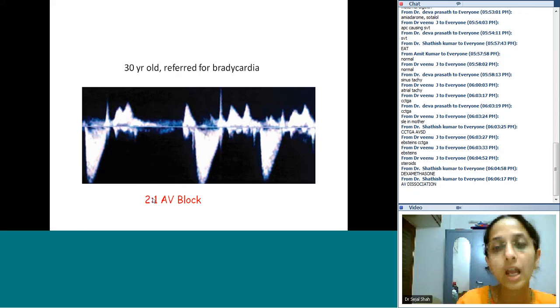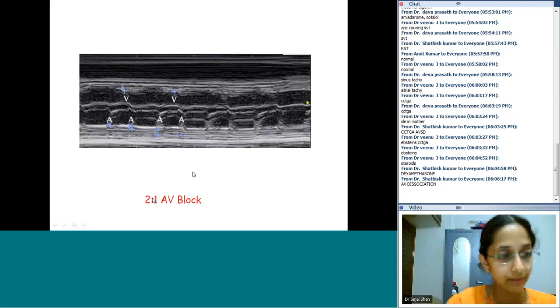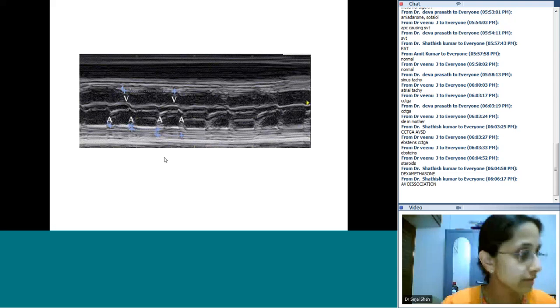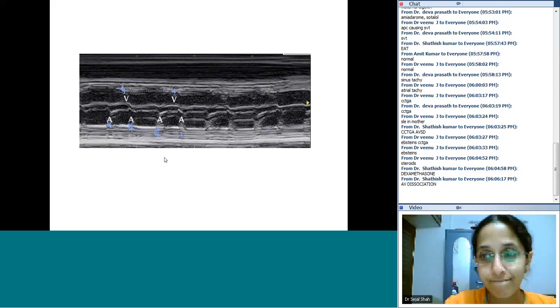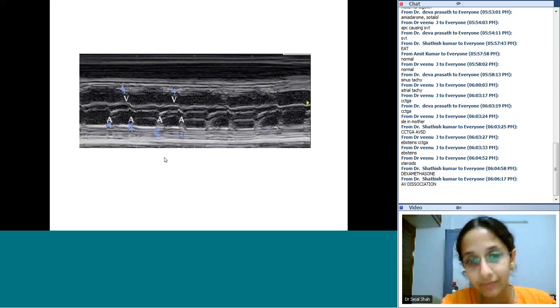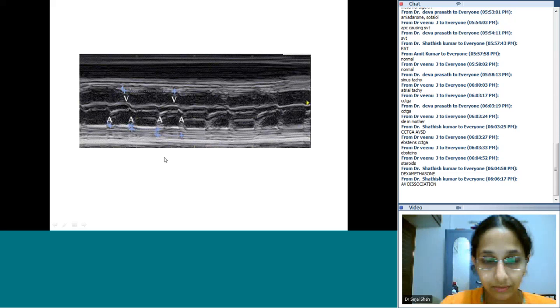Now I think this is the last slide, and this is an M-mode of the atria and the ventricles. Anybody? This is an M-mode of the atria and the ventricles, and you can see that this is the atrial activity. 1, 2, 3, 4, 5. These are the atrial activities, and these are the ventricular activities.